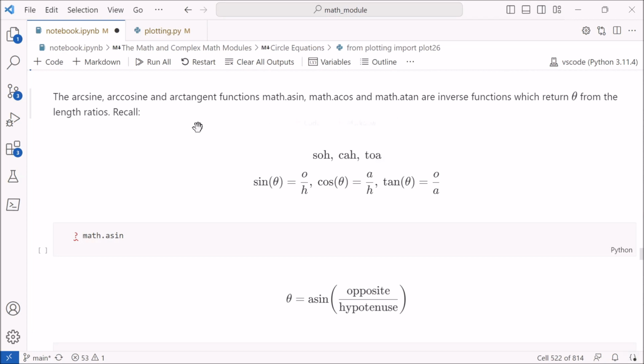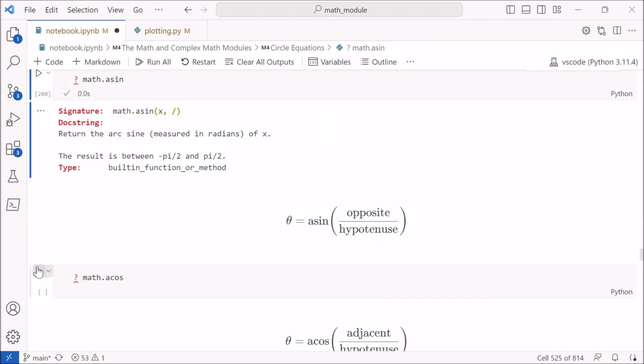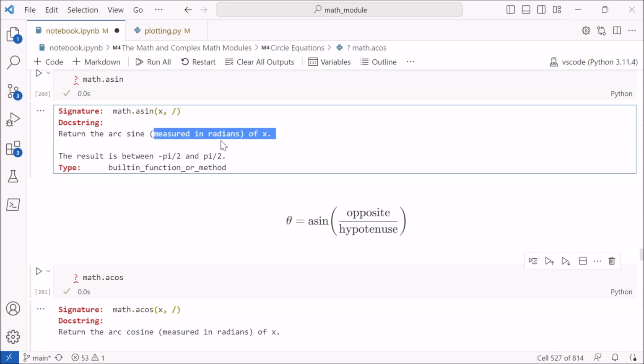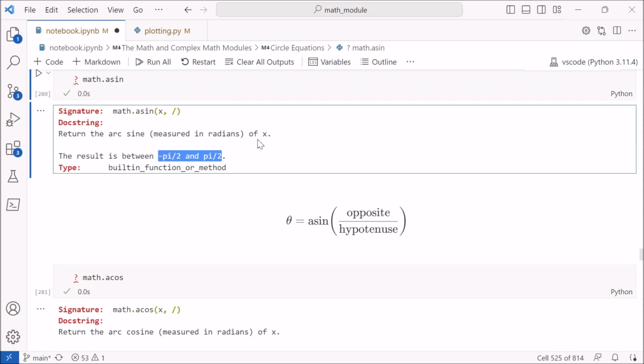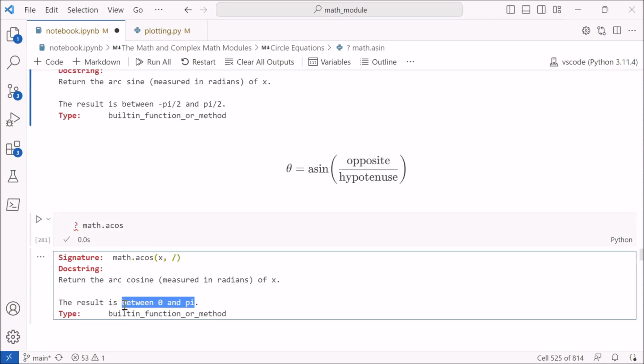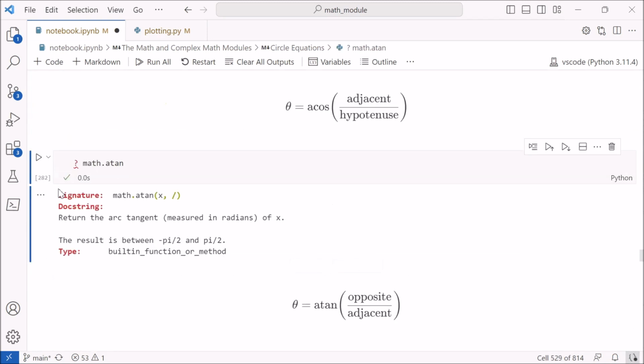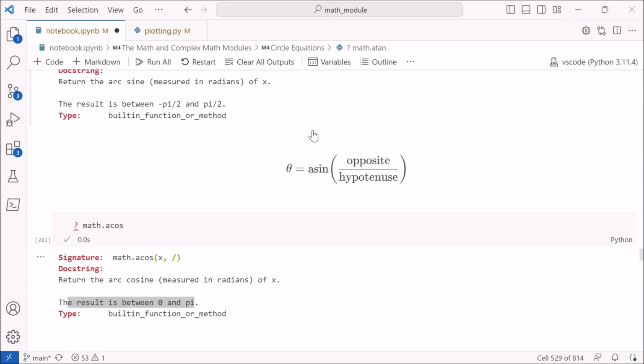So we've also got the arcsine, arccosine, and arctangent functions, which essentially perform the opposite, i.e. retrieve the angle from the following ratios. So we can have a look at their docstring. One thing to notice is that this is measured in radians, and you've got a result between two specific angles. Notice that this has a different range, and if we have a look at the docstring of the tan, this follows the same range as the sine.